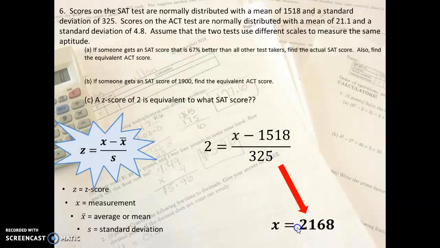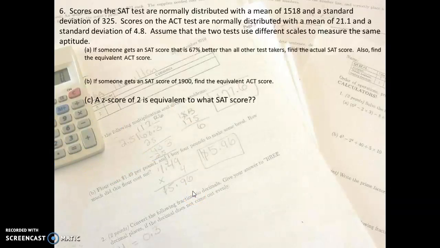For lack of a better word, I'm going to say everything we just did, going from the z-score to the x, I'm going to call it the process. Hold that idea because it'll come up again. How come? Because let's go back to what we just did. The process went from a z number, 2, to the x number, the SAT score, the 2168. So I'm working backwards now.